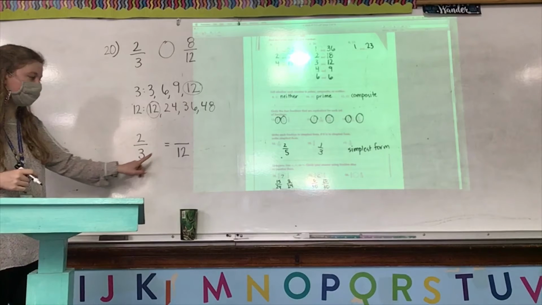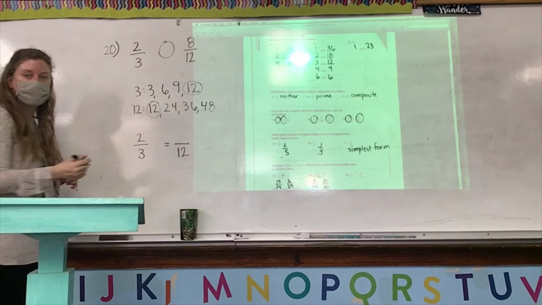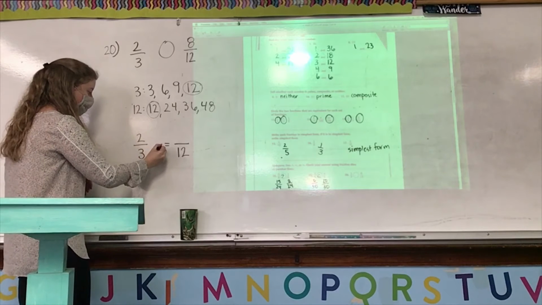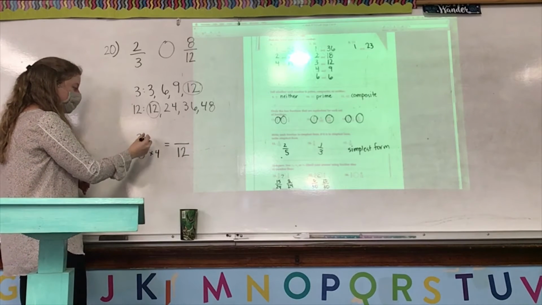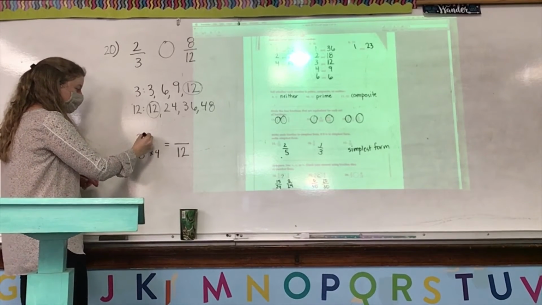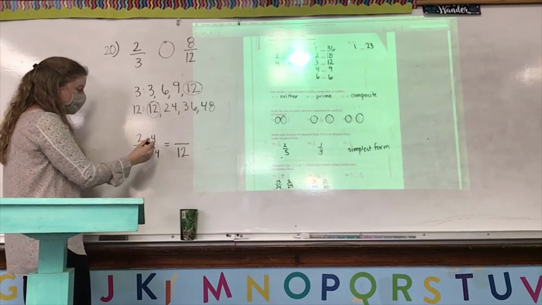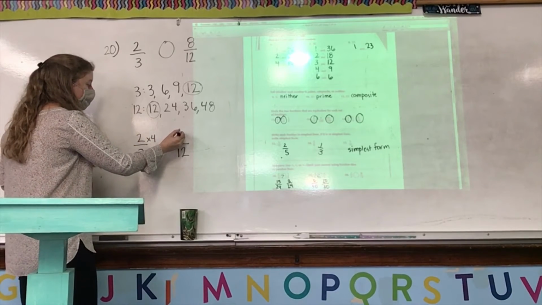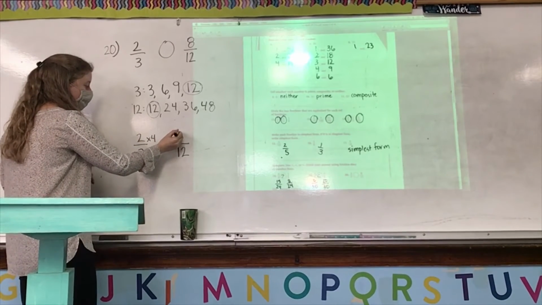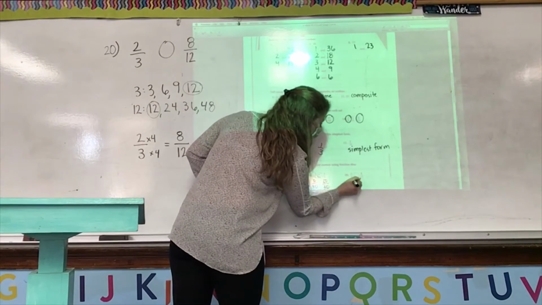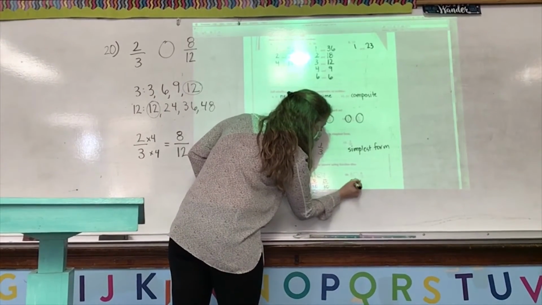Zari, what did we do to 3 to get 12? We multiplied it by 4. What do we do to 2? We multiply it by 4. Make sure you're writing this if you don't have it already. Zari, 2 times 4 is? 8. So that means 2/3 is equivalent to 8/12.